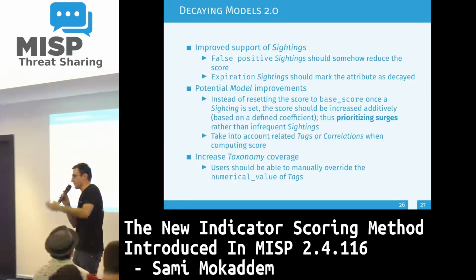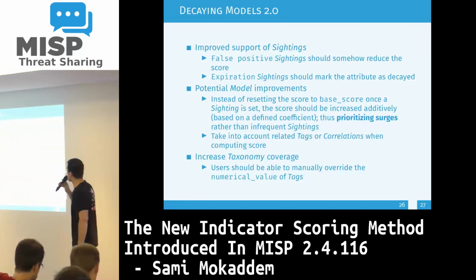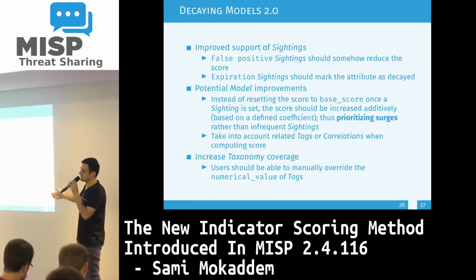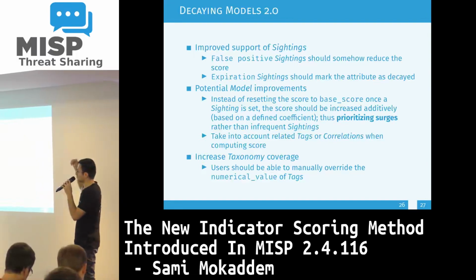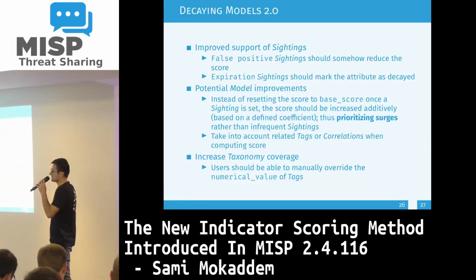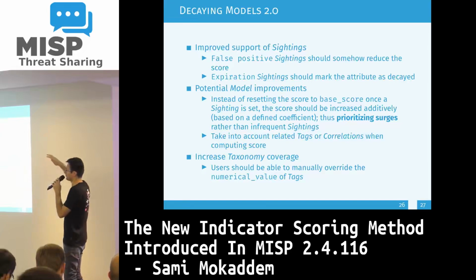So what we are planning in the second version of the decaying model is to improve the support of sightings. We only support the standard sightings one, but we also want to support false positives that would decrease the score even more. Also the expiration sighting, which would take precedence over what we already have, similar to the retention taxonomy.